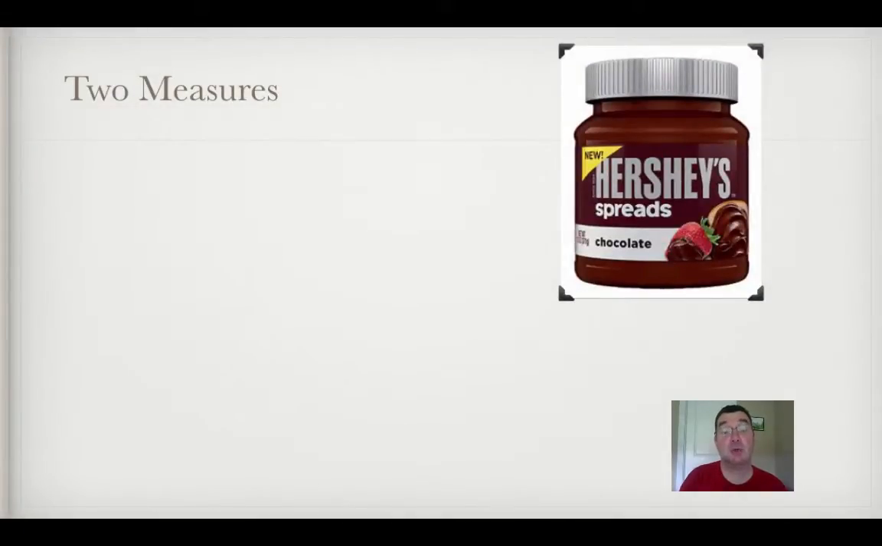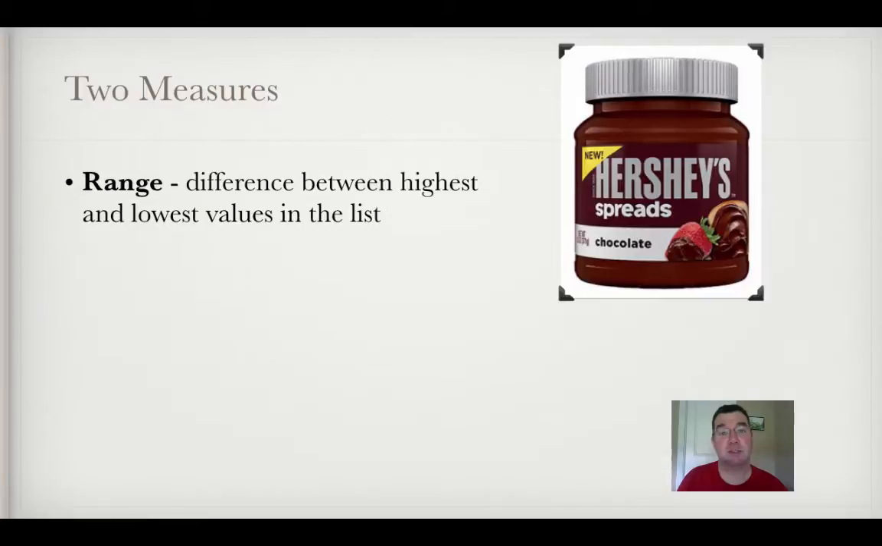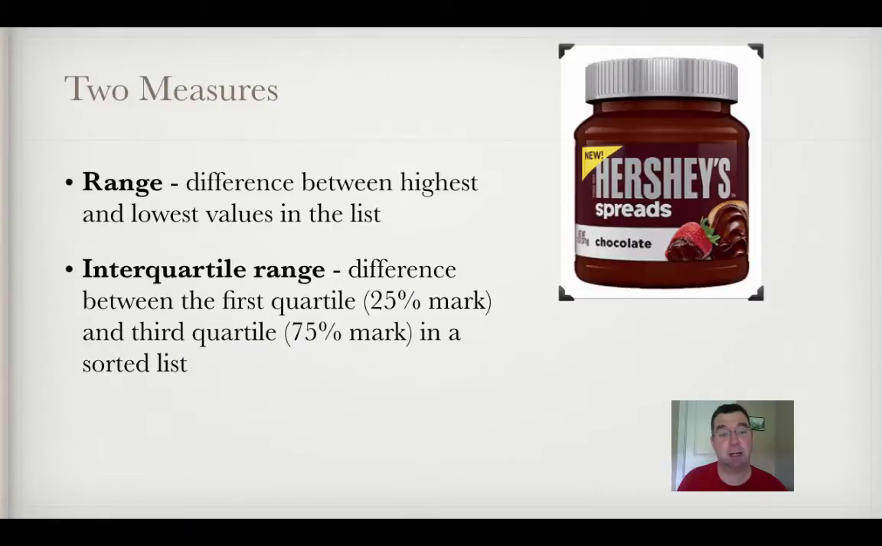There are two measures of how the data is spread across the number line. One way is the range. That's the difference between the highest and the lowest values in the list. So that kind of gives you the range of values that are in your list.